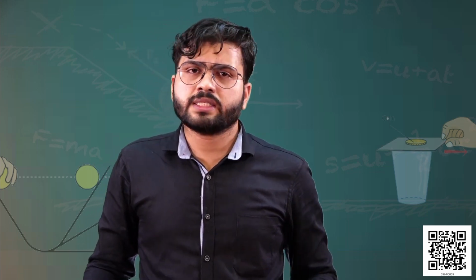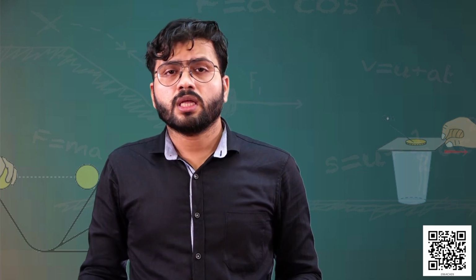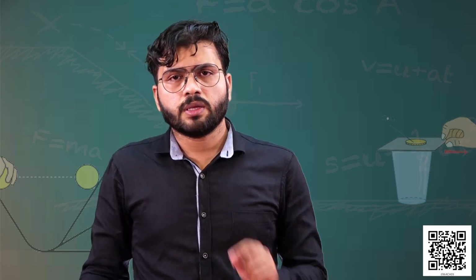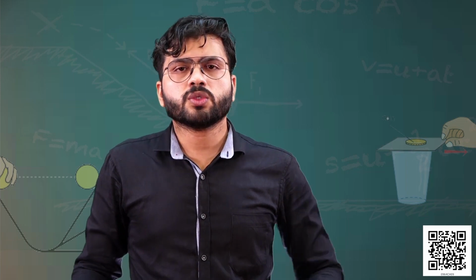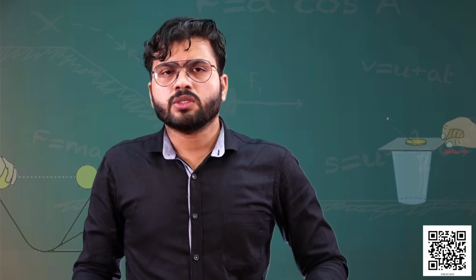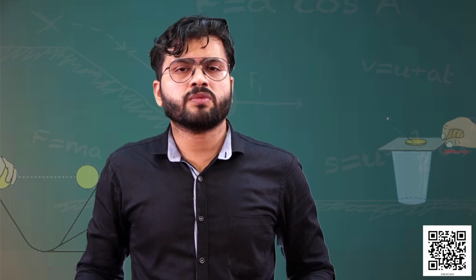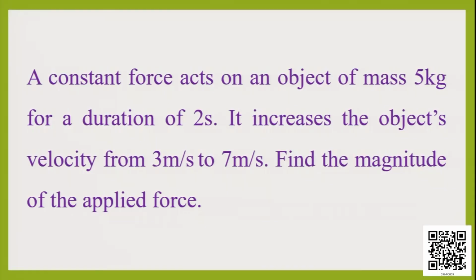So, to understand the second law of motion, let us solve some numericals based on this mathematical formulation, so that we can easily understand. So, here is the first numerical problem in front of you. Take a pen and paper, note it down and try to solve. As I read, a constant force acts on an object of mass 5 kg for a duration of 2 seconds. It increases the object's velocity from 3 meter per second to 7 meter per second. Find the magnitude of the applied force.